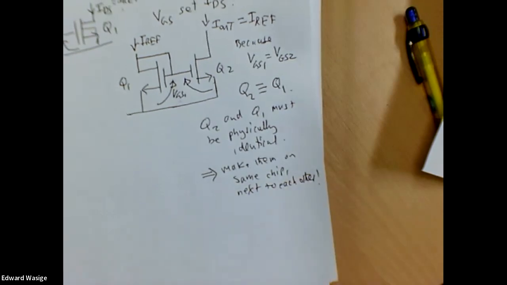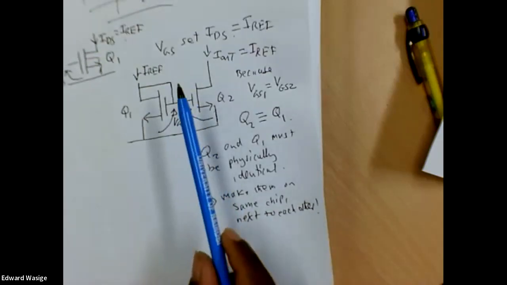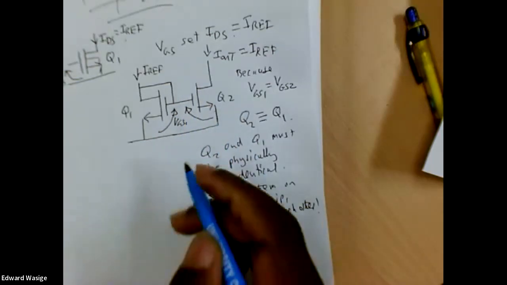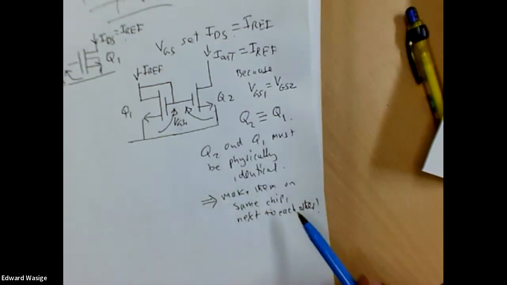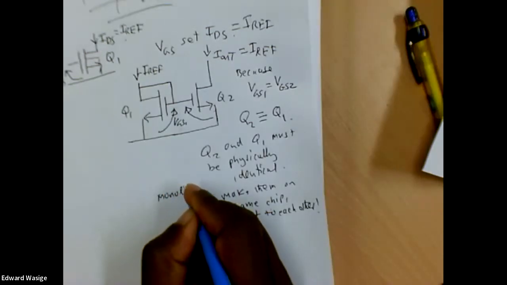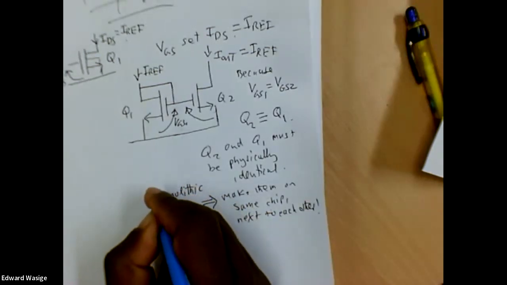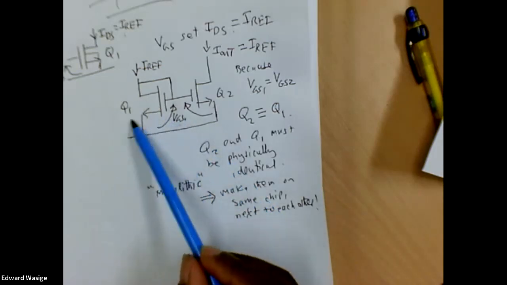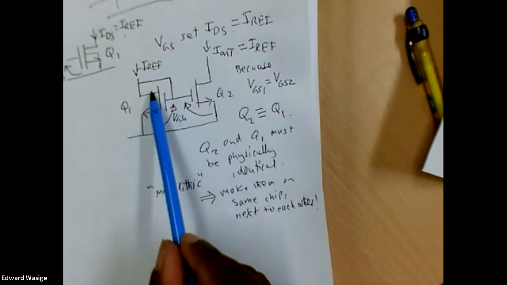If you make them on the same chip and they're far from each other, there will be local variations. The transistors would be a bit different, and so that will not be good enough. So when we make them on the same chip, we call this monolithic technology, where we make both devices from the same base material.